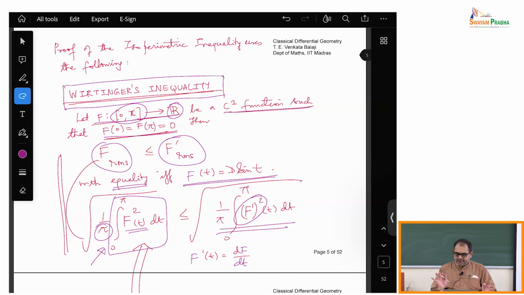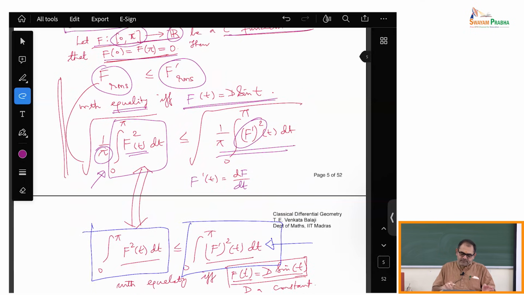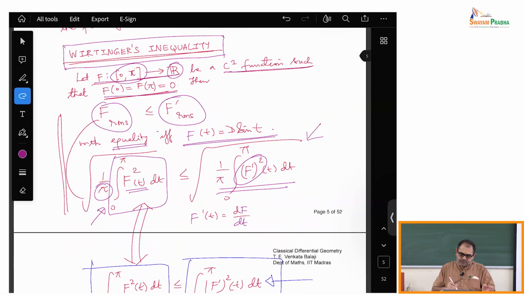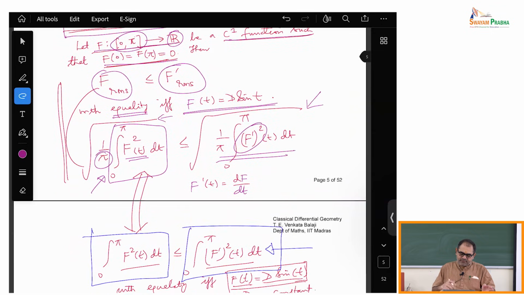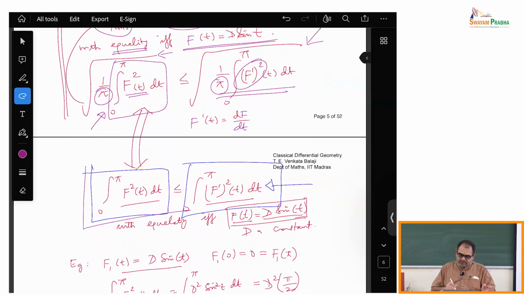Now if you clear the square roots in these two, and also clear the 1 by pi, then you get the Wirtinger inequality in this form: the integral of f squared never exceeds the integral of its derivative squared. And equality happens only when the function is a constant multiple of the sine function.